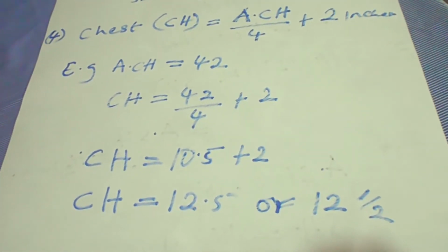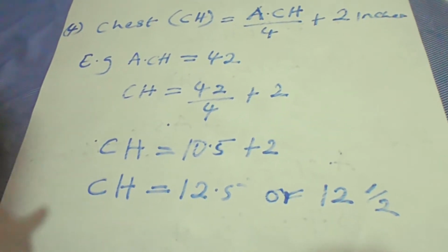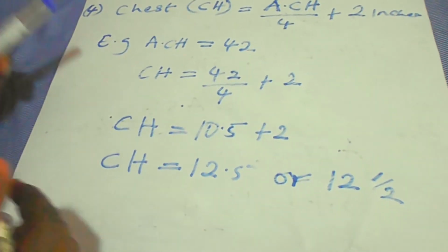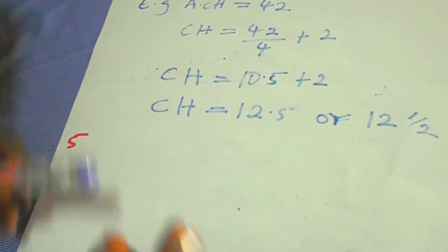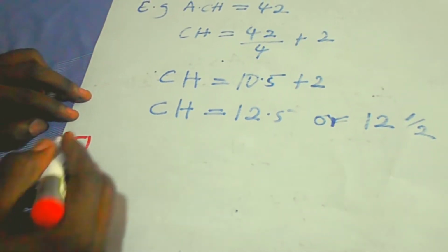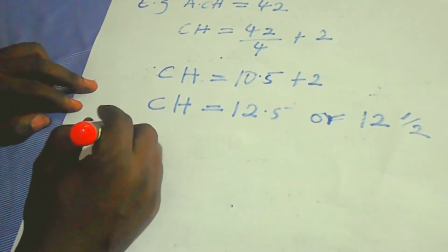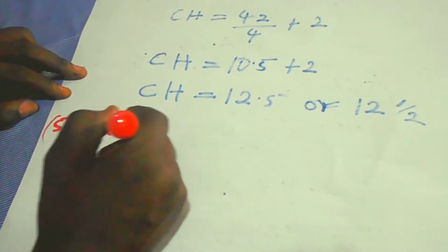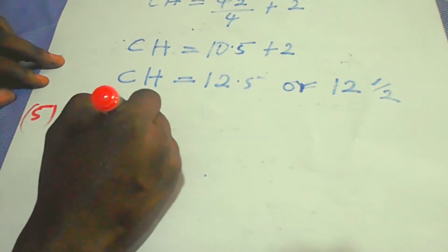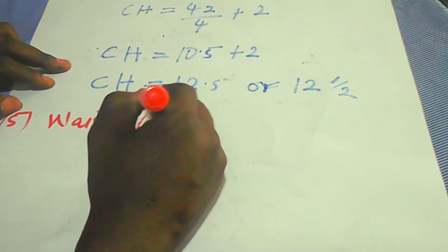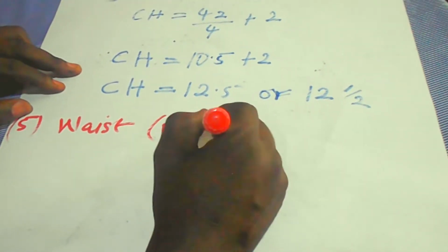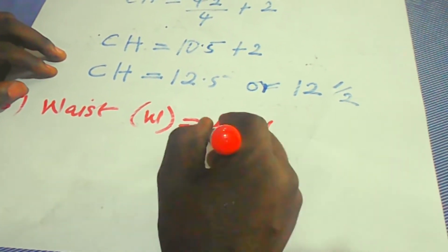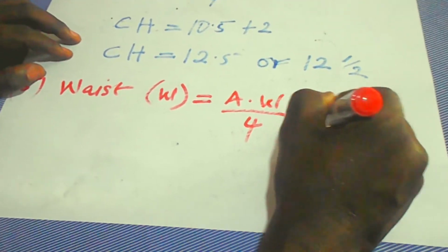So the next we have is the waist, or the stomach. Some people call it waist, some people call it stomach. For the sake of this video, we'll call it waist, denoted by W, and is given by actual waist measurement divided by 4 plus 2 inches.